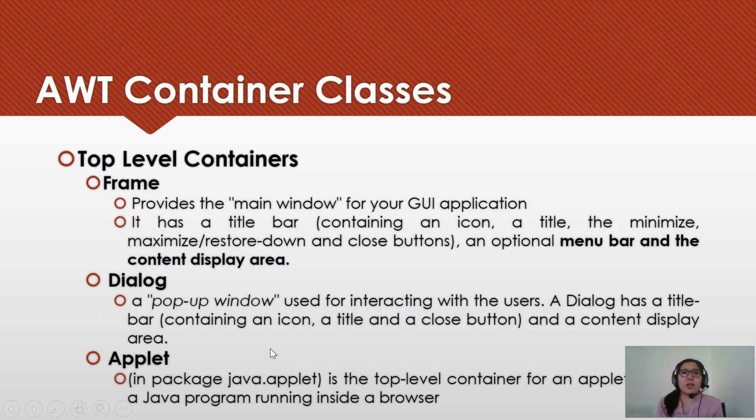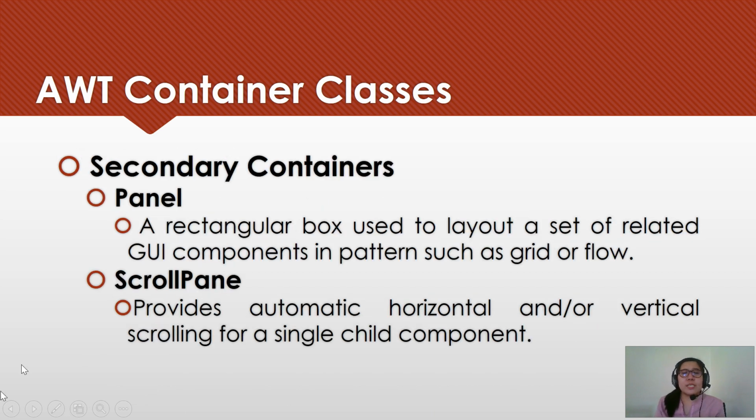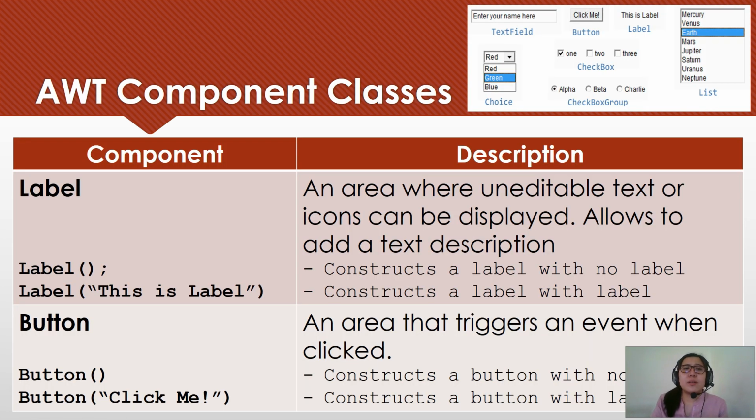For top-level containers, we have frame, dialog, and applet. But for our discussion for the day, we'll use frame. For secondary containers, the commonly used container is panel. So here we have the different component classes. If you look at this figure, we have the text field, the buttons, label, this is the list, checkbox, checkbox group, and the choice. So, how do we label it?